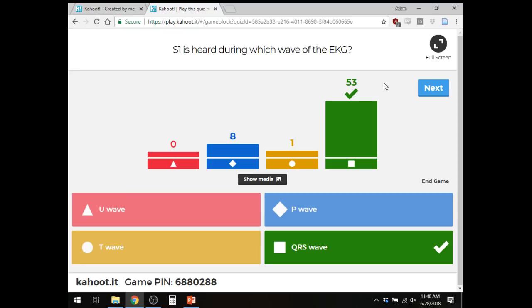And then when would you hear like S2? Around the T wave, right? Because that's when you're going to have the repolarization of the ventricles. That's usually when you're seeing that relaxation occurs there, right? So it's going to be more lined up with that one, okay?